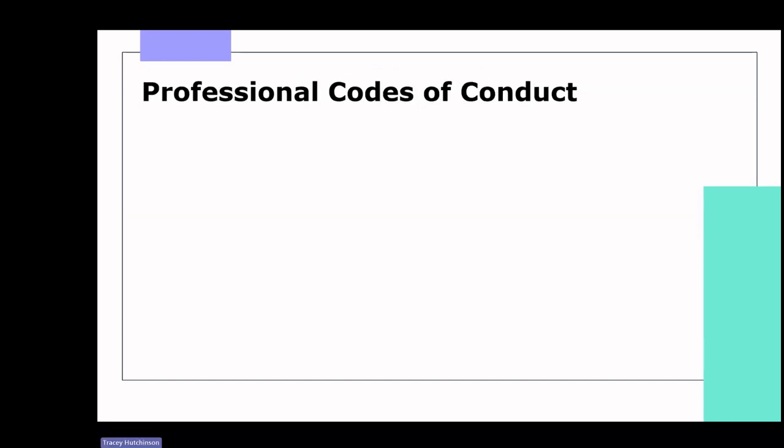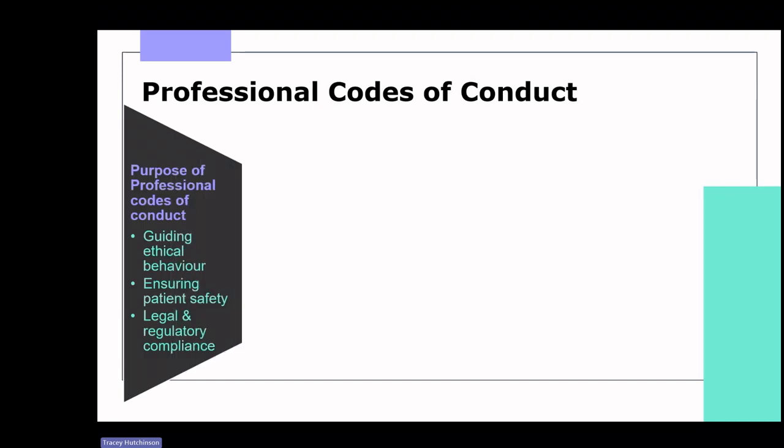So now let's explore the professional codes of practice, beginning with the purpose of professional codes of conduct. Professional codes of conduct are designed to guide healthcare scientists in maintaining ethical behaviour and upholding high standards in their professional practice. They provide a framework for ethical decision making and behaviour, ensuring that healthcare scientists act in the best interest of patients and the public.